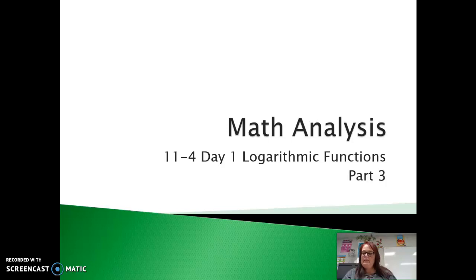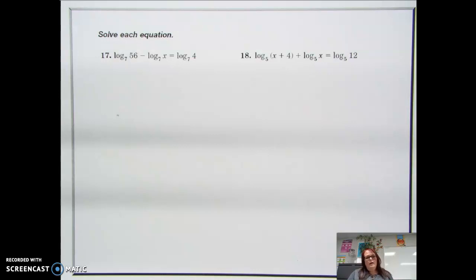So in part 3, we're going to be taking all the rules that we learned and going a little more of a deep dive into solving some equations. So take a moment to pause the video and give this question a try. Just see how far you can get with the question, knowing the rules that we know about logarithms.